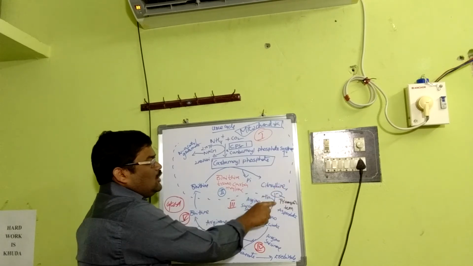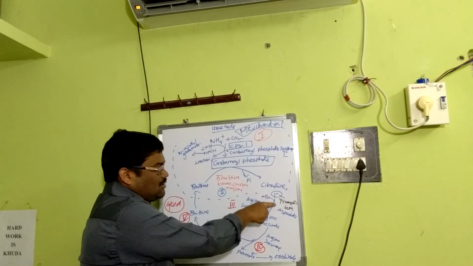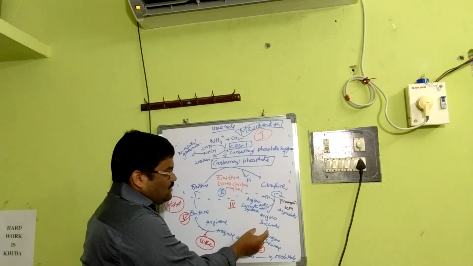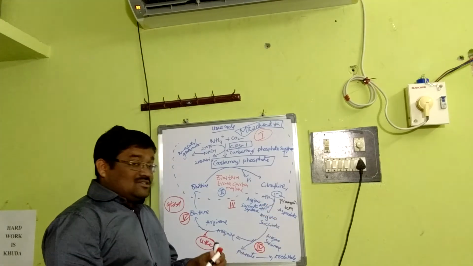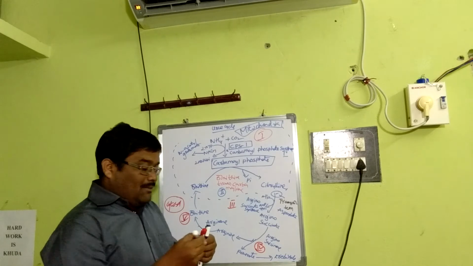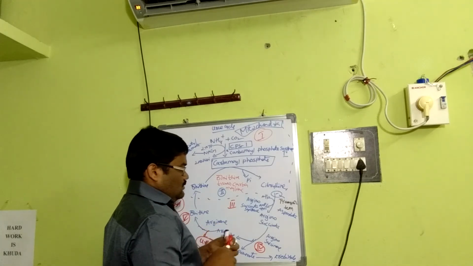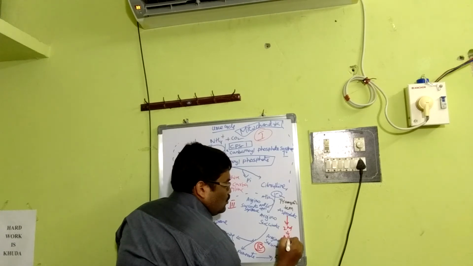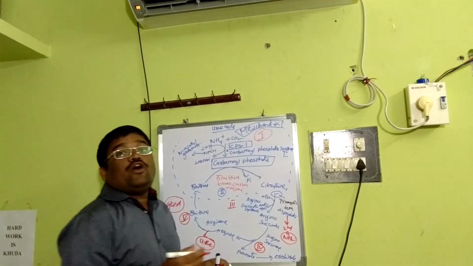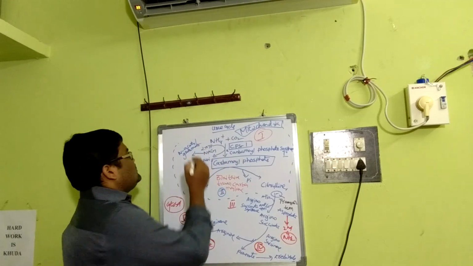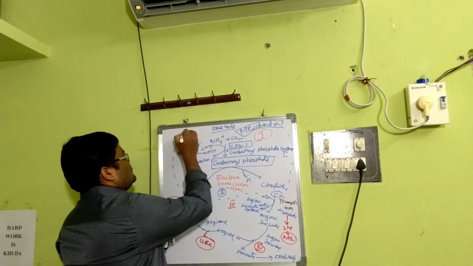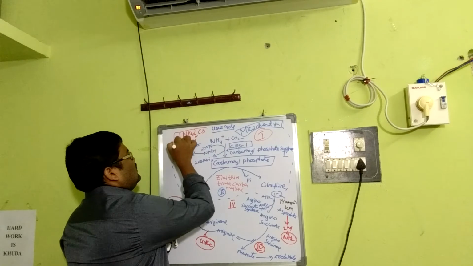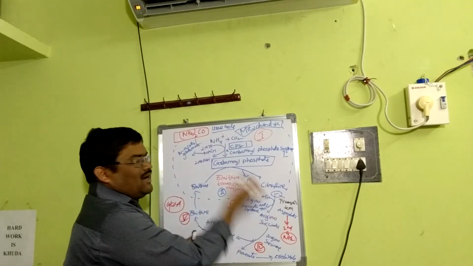Then the citrulline, through transporters, will come out of the mitochondria into the cytosol, and this citrulline combines with aspartate. We have discussed the second amino group coming from aspartate. This is the second source of amino group, because of the two NH2 groups. One amino group is coming from aspartate, one from ammonia.